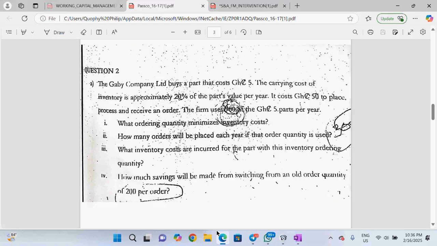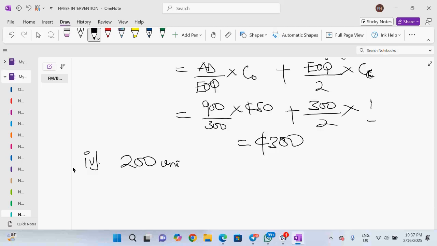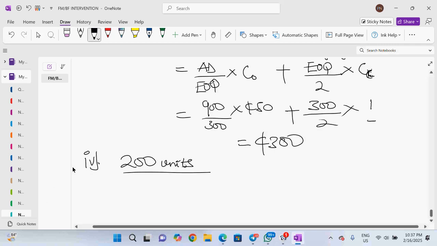So without solving, which of them do you think will be more? Is it the EOQ or the 200 per order? The 200. Yes, the 200 will be more. So the 200 unit will definitely be more.